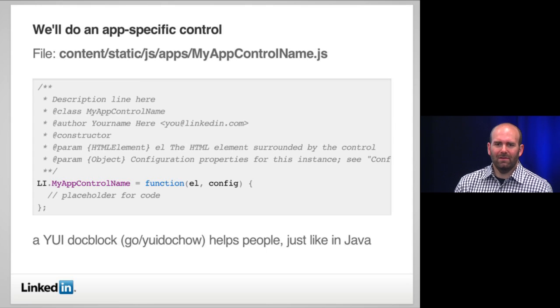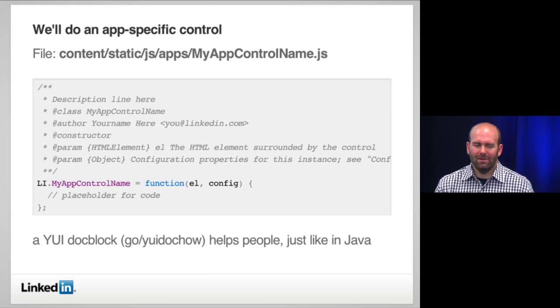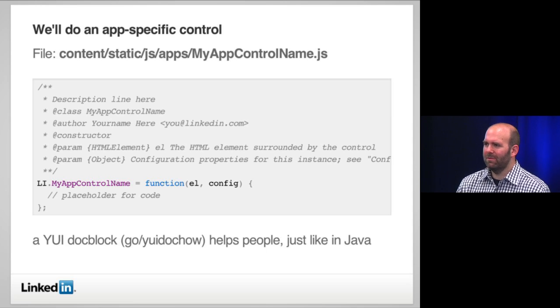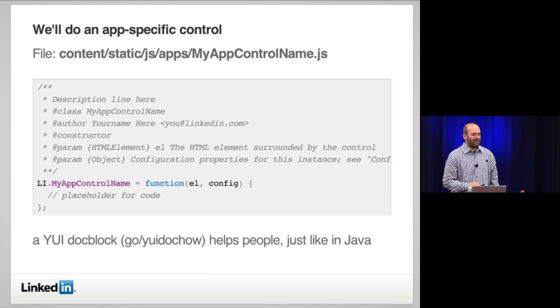When you set it up, there's an li namespace already defined for you. You can do li.myappControlName equals function el, config. So we're using an anonymous function, and we're assigning that to the li.myappControlName namespace. Anyone who uses a JS control and they set the name parameter to myappControlName, it will instantiate one of these as long as it's on the page.